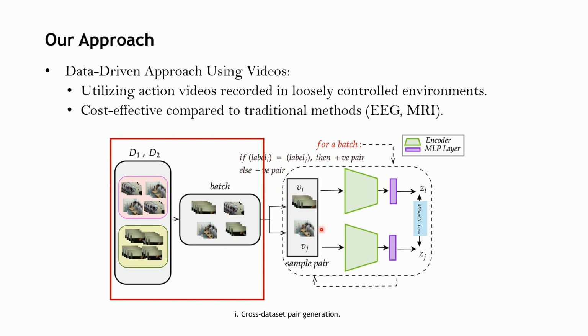For a given sample, that is an anchor from one dataset, we create a positive pair by pairing it with a sample from the second dataset, which belongs to the same category. If the other sample belongs to a different category, then it is called a negative pair.